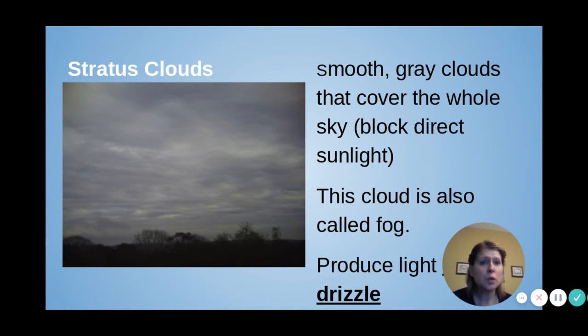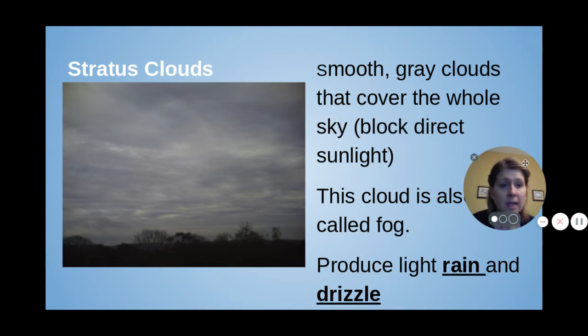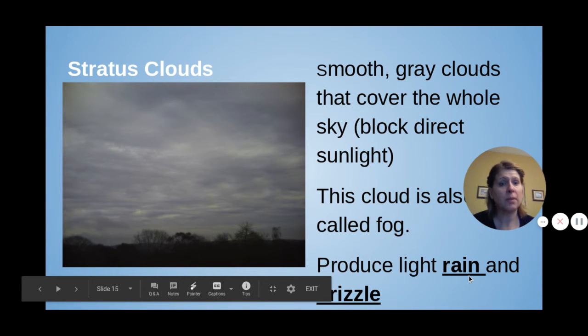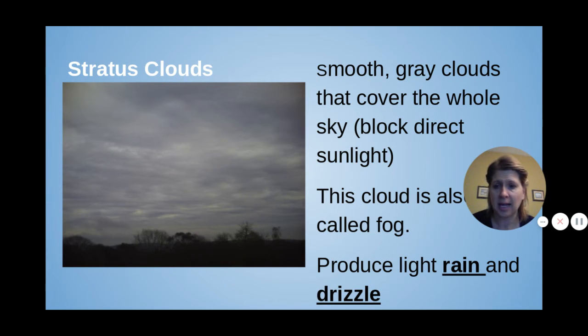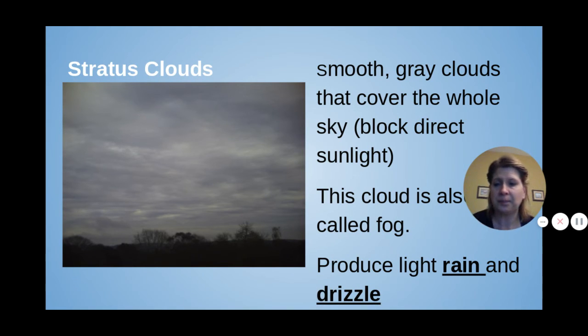They are smooth, gray, and cover the whole sky and block out the sun, known as a fog cloud. There normally is that of light rain and drizzle associated with it. And that's what that says behind my head. So it produces light rain and drizzle, meaning a little bit of rain. So you probably have seen those clouds in the sky. All right, so we've talked about cumulus clouds, cumulonimbus clouds, and now stratus clouds.